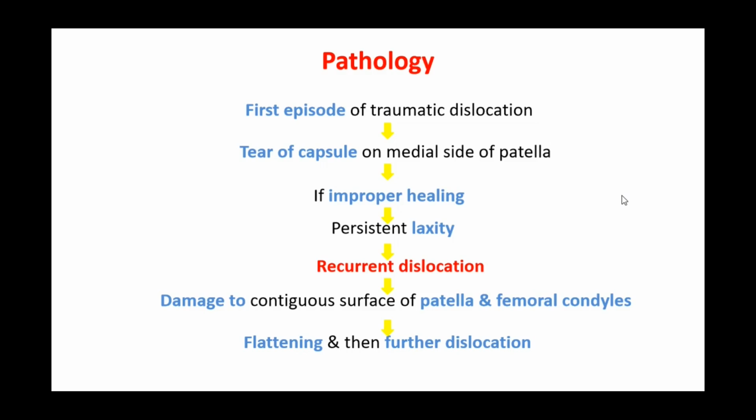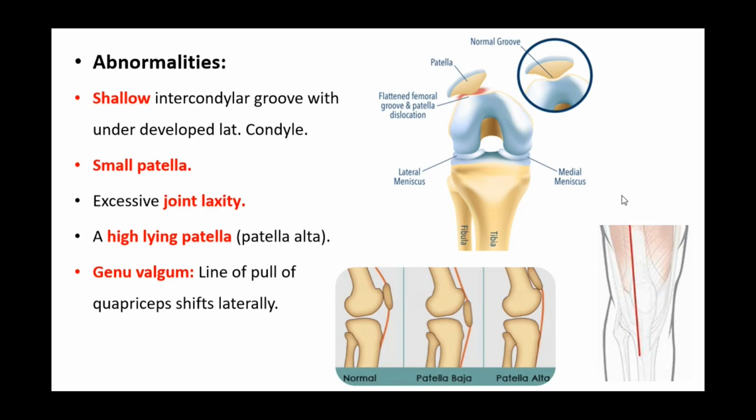Now due to the recurrent dislocation, there is damage to the contiguous surfaces of the patella and the femoral condyle, which will result in flattening, as there is recurrent dislocation and the surfaces are getting damaged. So there is flattening and further dislocation. So this keeps on increasing with time.